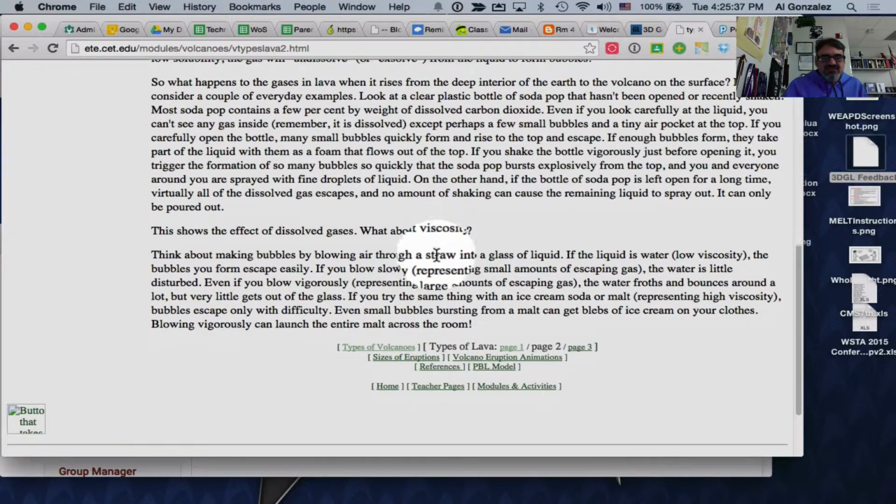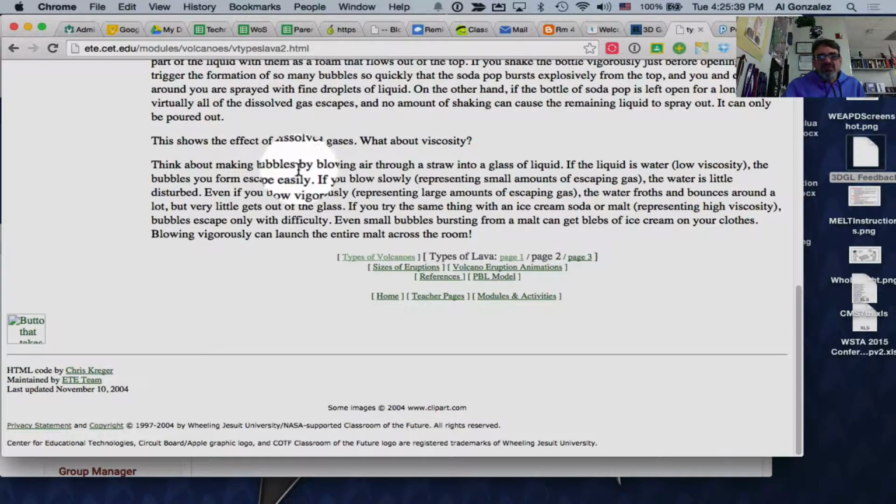But what about viscosity? Think about making bubbles by blowing air through a straw into a glass of liquid. If the liquid is water, low viscosity, low silica, the bubbles you form escape easily. If you blow slowly, representing small amounts of escaping gas, low water, the water is little disturbed. Even if you blow vigorously, representing large amounts of escaping gas, high water, the water froths and bounces around a lot, but very little gets out of the glass.